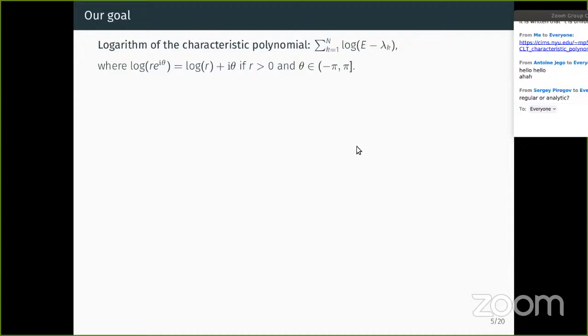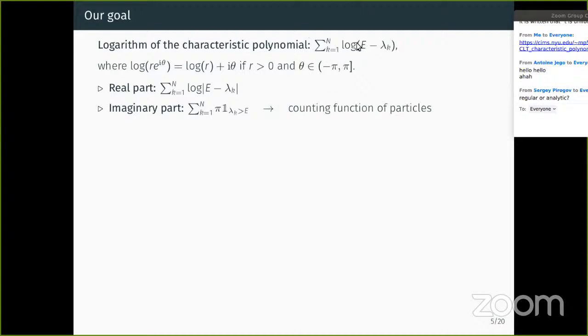Okay, so the real part of this log is the log of the absolute value of E minus lambda k. So this is typically the log of the absolute value of the determinant of the matrix if it's a random matrix model. And the imaginary part, instead, you have the behavior of the imaginary part of the log on the real line. Actually, it's simply a step function. It's equal to pi up to zero, and then it's equal to zero on the positive numbers. So the imaginary part of the characteristic polynomial is just a counting function of the particles.